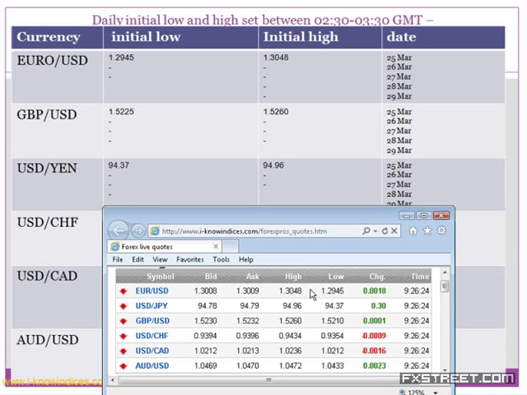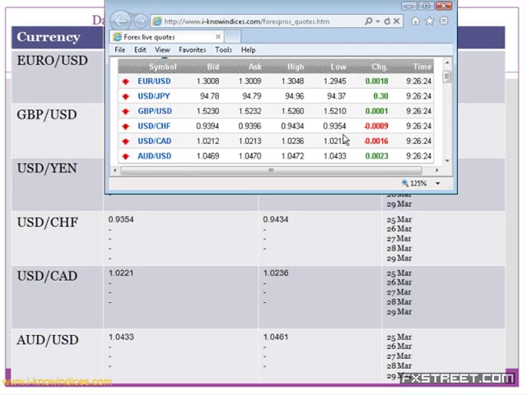So initially during the start of the European session they made the small dip, but did not breach the low in the case of euro, but only breached the low in the case of GBP by 15 pips. Then in the case of CHF, 93.54 was the initial low and 94.34 was the initial high. They have not breached it. And in the case of the Canadian dollar also, they breached the low.